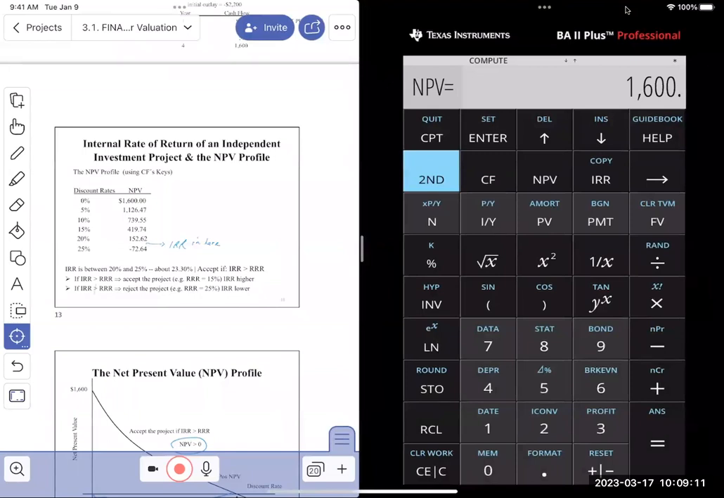Split view. So what I want to do next is change the discount rate to 5%. So then do that again. NPV, now change this to 5, enter. Down and compute again. You see? That's the second one.